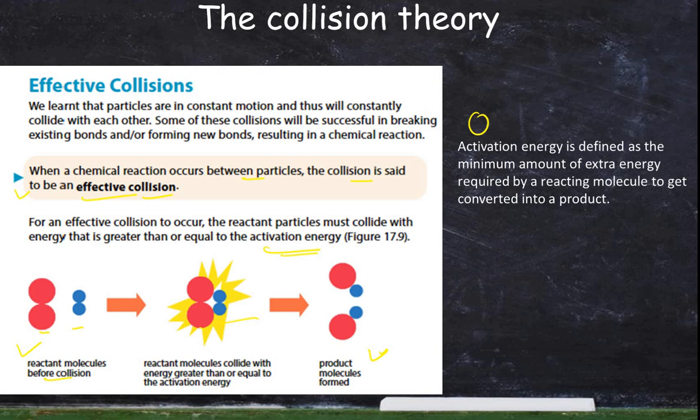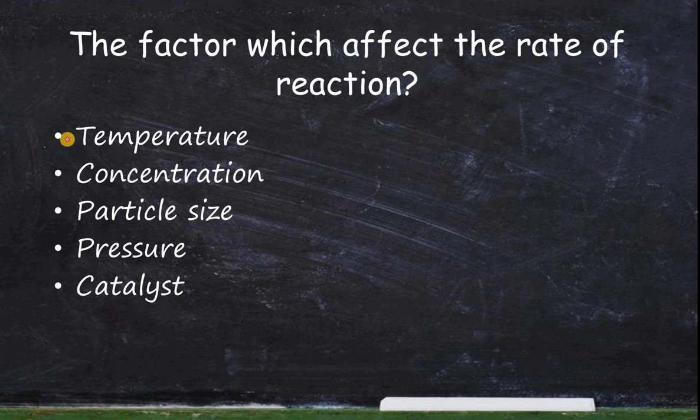So what are the factors which affect the rate of effective collision? The parameters which affect the rate of collision are temperature, concentration, particle size, pressure and catalyst. Let's talk about each of them. So how does temperature affect the effective collision or rate of reaction?